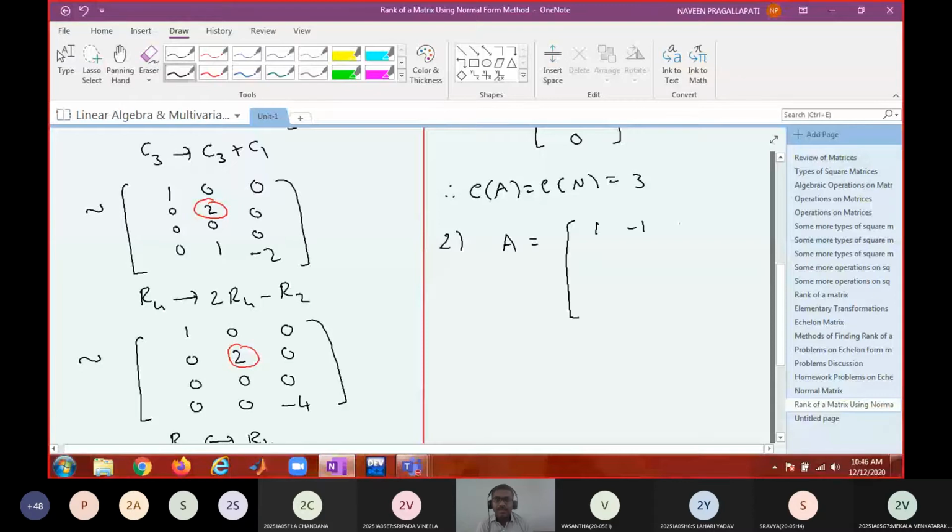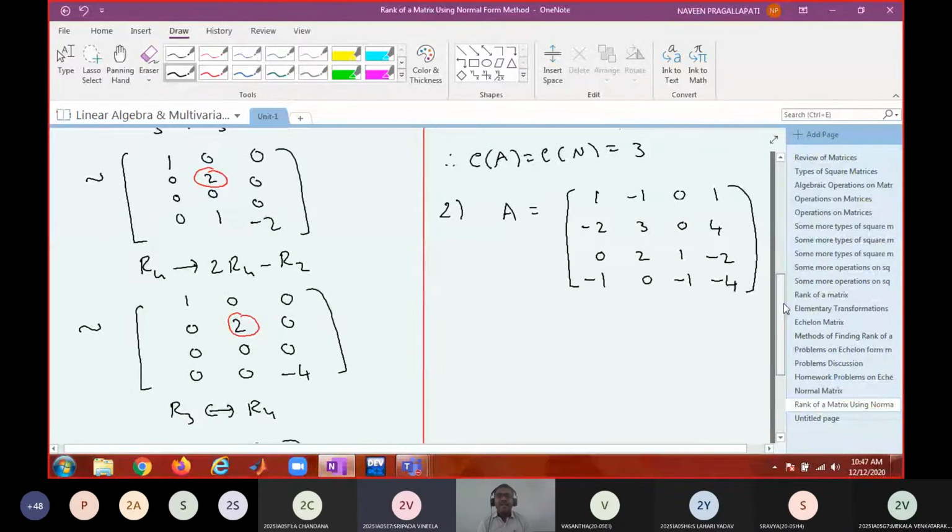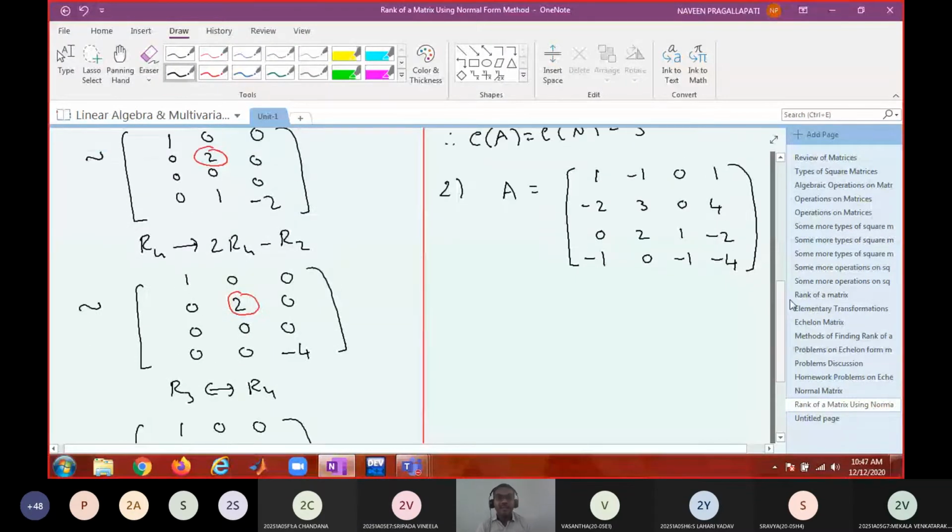1 minus 1 0 minus 2, 3 0 4 0 2 1, minus 2 minus 1 0 minus 1 minus 4. Can you find out? All of you try to convert this into normal form.